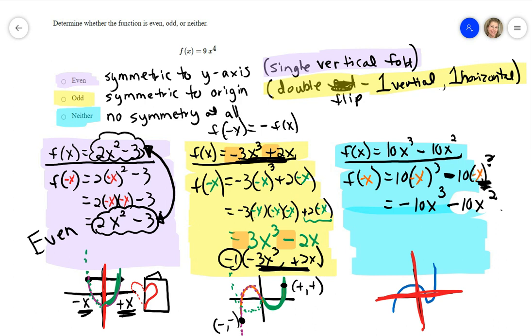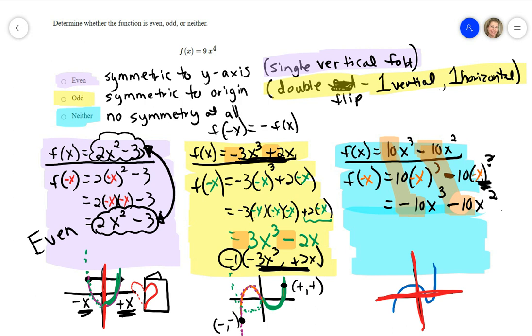Now let's compare like I did before. This was a positive 10 and then a negative 10. The positive switched to a negative, but the negative here stayed negative. Every sign would have to change.